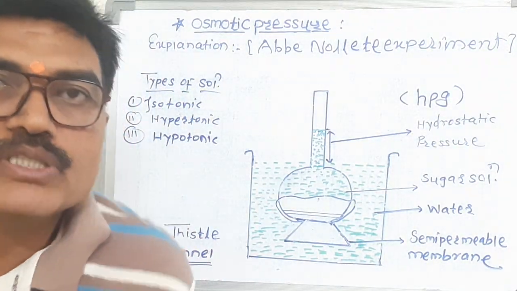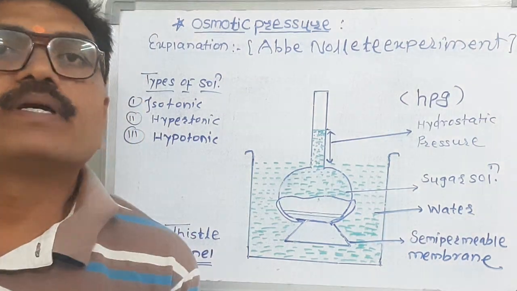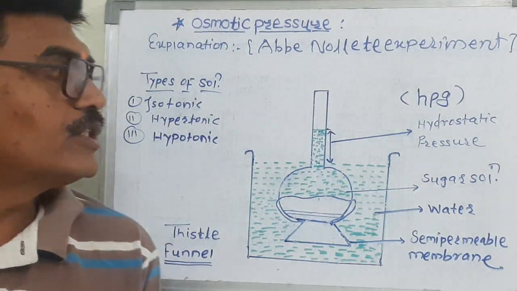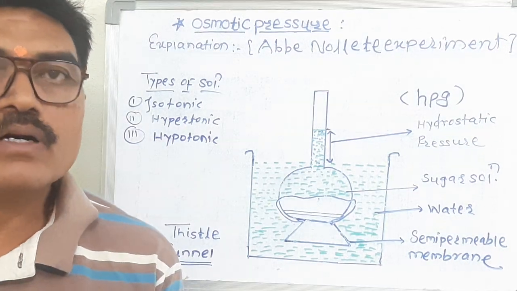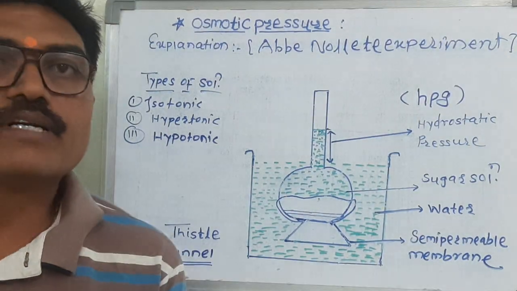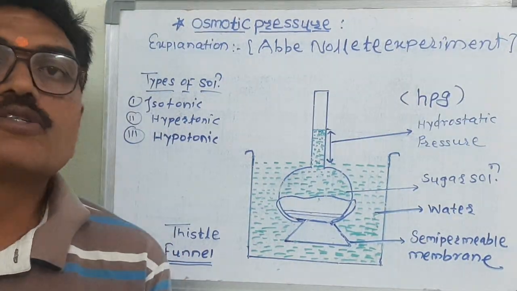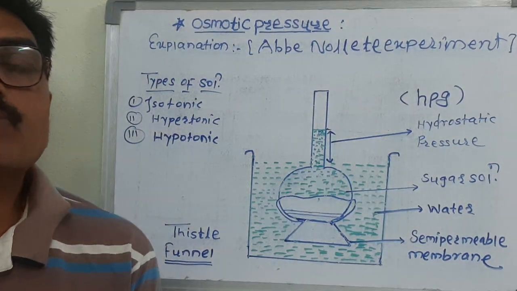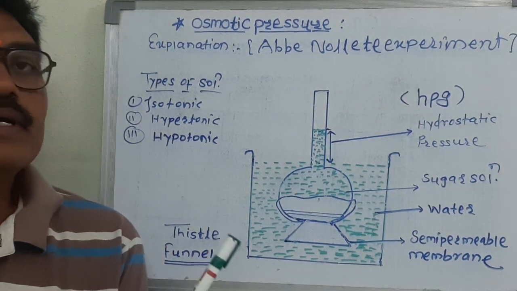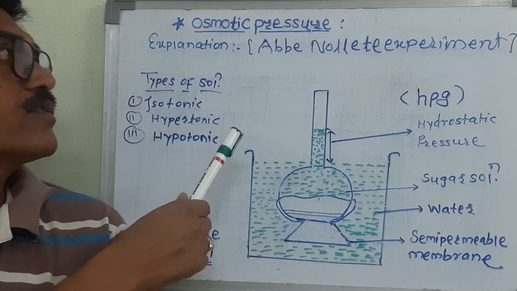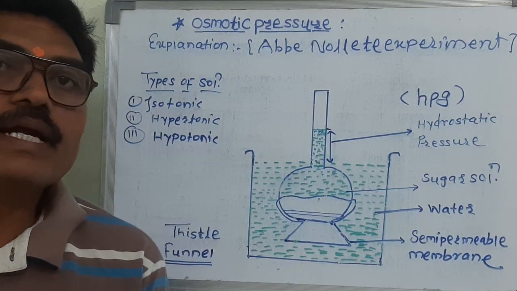This is video number 16 based on the topic solutions. In this video we are going to learn the concept of osmotic pressure. This osmotic pressure can be explained well with the help of an experiment called the Abbe Nollet experiment.